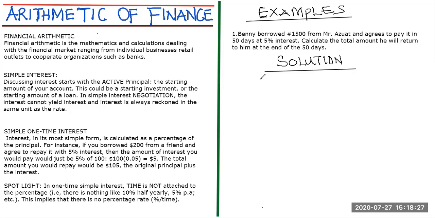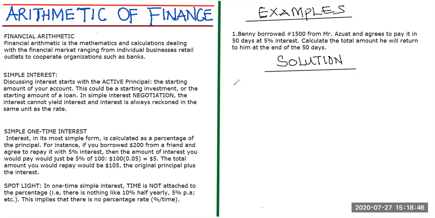Let's look at our first example. We're told here that Benin borrowed 1,500 from Mr. AZUAT and agrees to pay it in 50 days at 5% interest. Calculate the total amount he returned to him at the end of the 50 days. So this is under one-time simple interest.